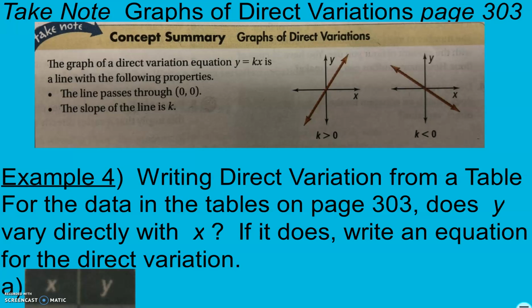Continuing on in section 5.2, we have the take note with graphs of direct variations on page 303, which I have here as well. It's a concept summary. So here it shows two different situations for direct variations. The graph of direct variation equations, y equals k times x, is a line with the following properties. Every single time it goes through 0, 0, and the slope of the line is k.